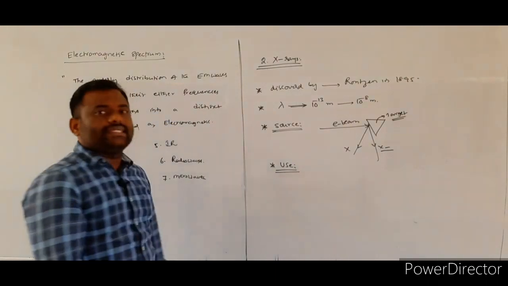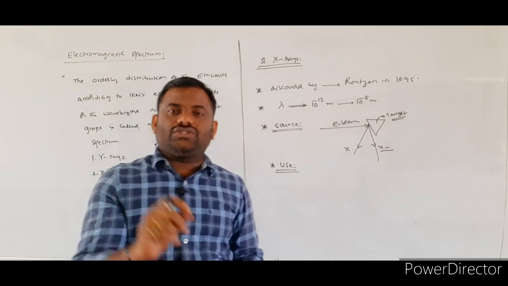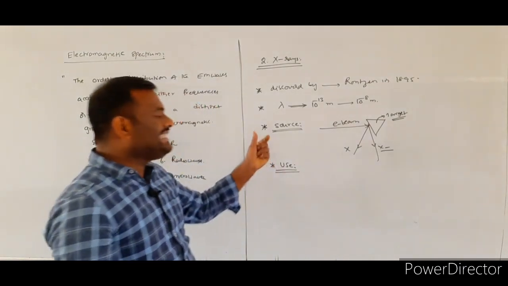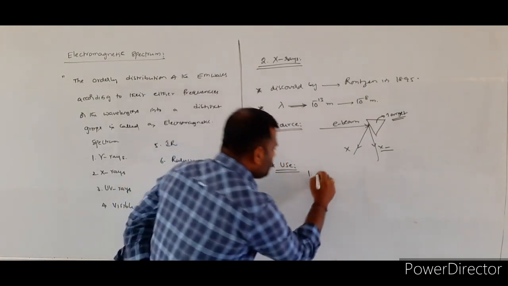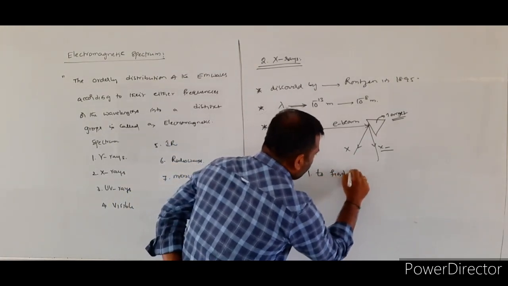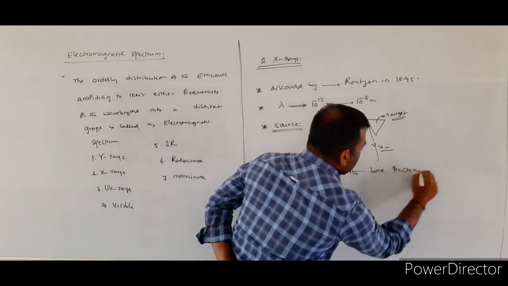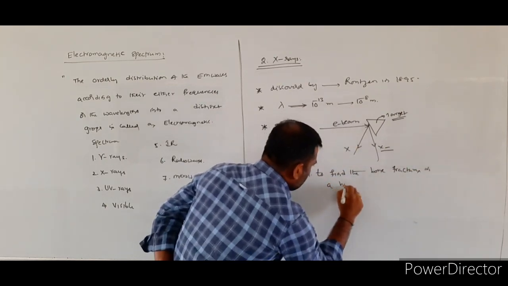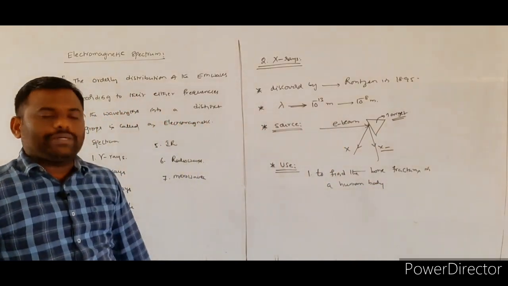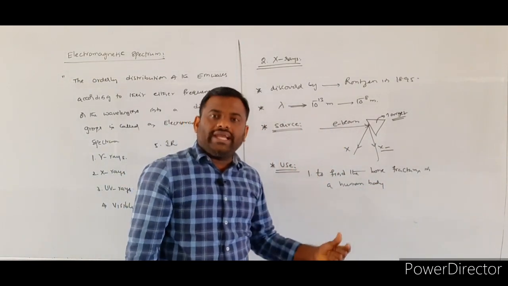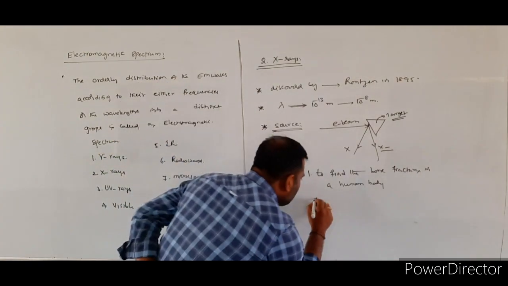Next, what is the use of the X-rays? Where are we using the X-rays? To find bone fractures, these X-rays can be used. The first use is to find the bone fractures in a human body. For which purpose are we using the X-rays? To find the fractures in the bones, we are using X-rays.